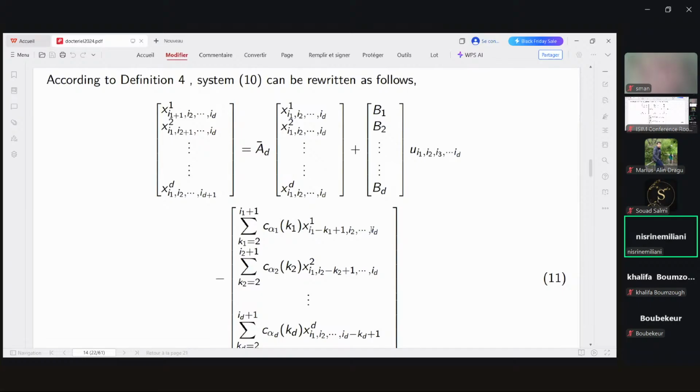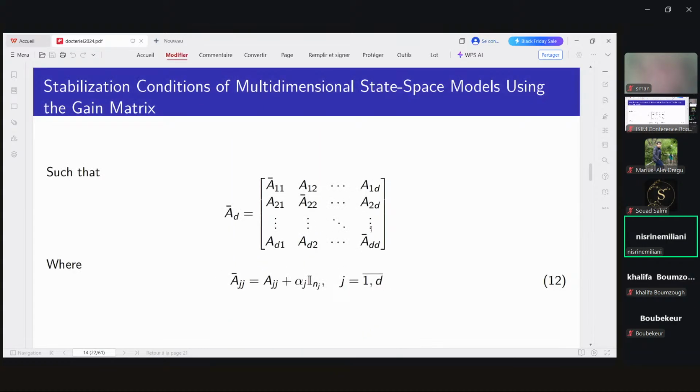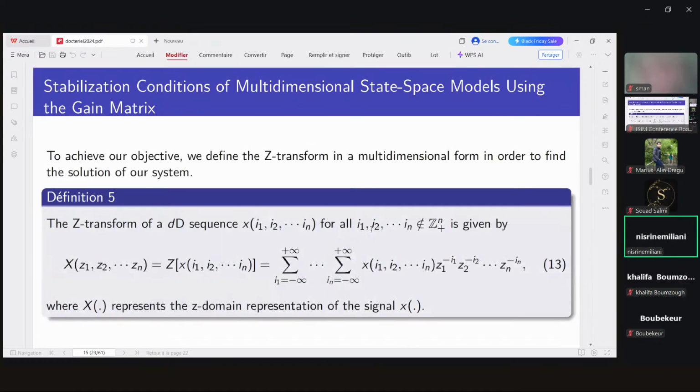According to definition number 4, the system can be rewritten as follows, given by equation number 11, such that A bar is given by this formula. And to achieve our objective, we define the multidimensional Z transform in order to find the solution of our system, given by formula number 13, where X represents the Z domain representation of the sequence.